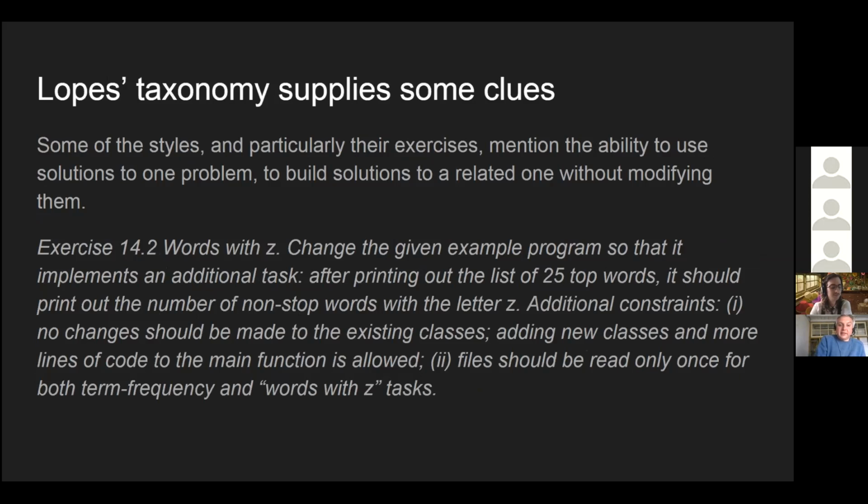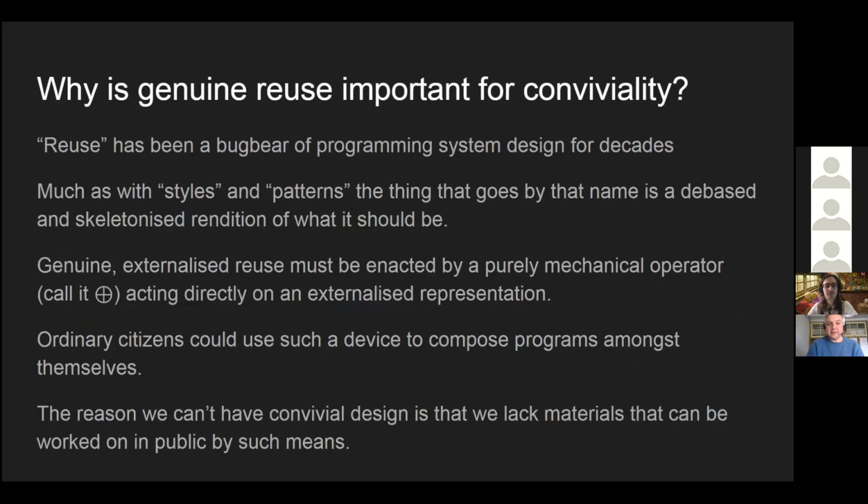So there are clues in amongst Lopez's taxonomy. Some of the styles mention the ability to use the solution to one problem to build solutions to a related one without modifying them. So in Lopez's exercise 14.2, she comes up with a variant challenge in which you don't just print the top 25 words by frequency, you only print out the ones that contain the letter Z. And she places some constraints on the composition task, which are in practice pretty mild. And so we're going to see how we can tighten up these constraints in our mini composition system.